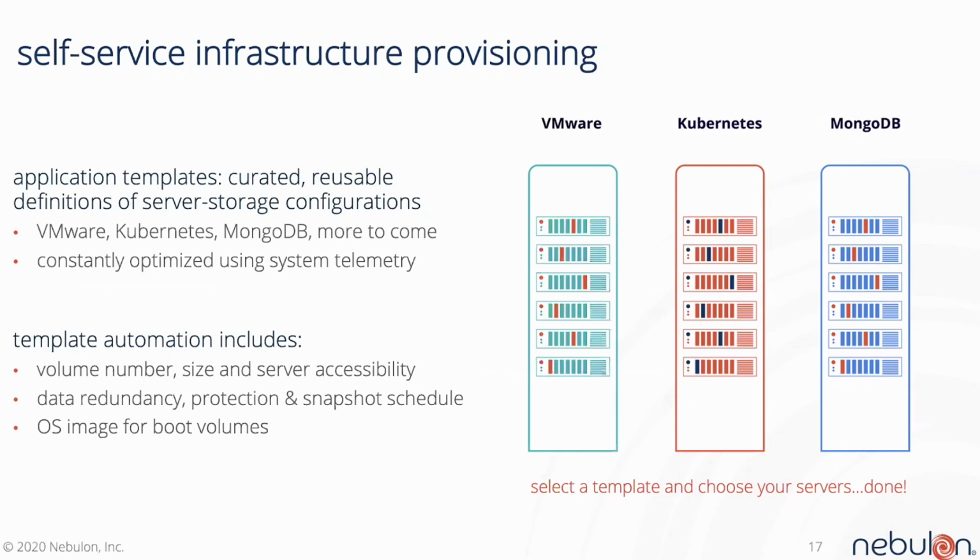But there's a little more to it. There are application agents built into the SPU. So when the customer configures the npod to run, say, VMware, they can actually configure at the time they're creating the npod, the IP address of vSphere and the credentials for vSphere.